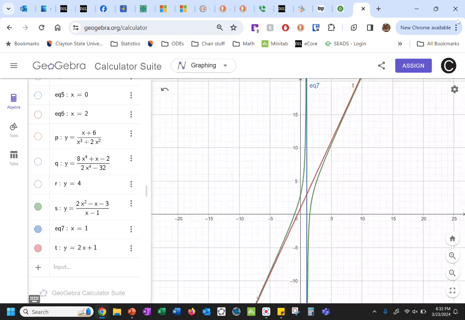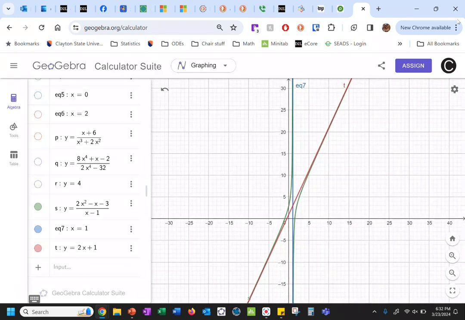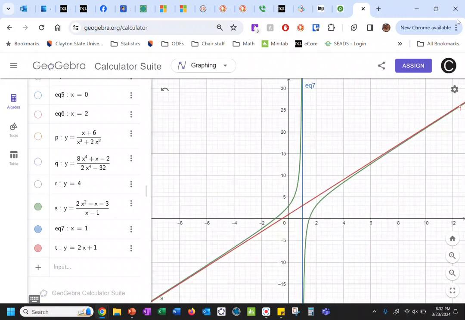There that one is. And so we can see why, yes, that is what's going on behavior-wise, right? There we go. That is it.